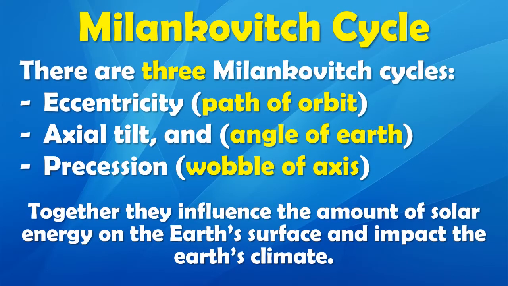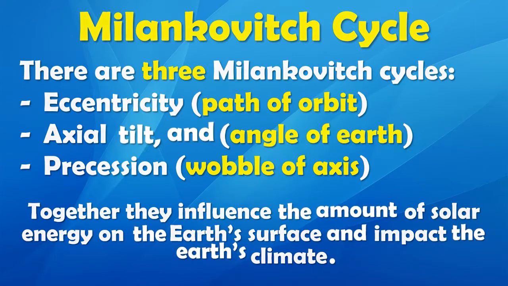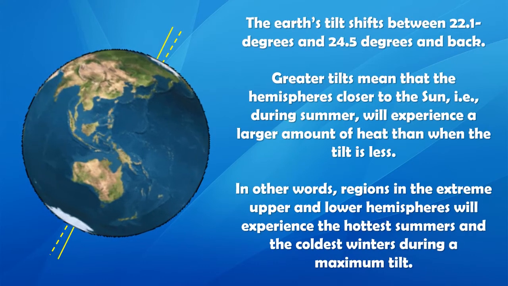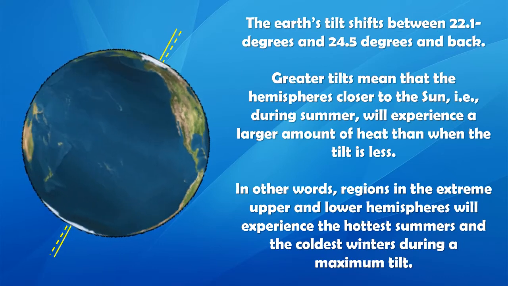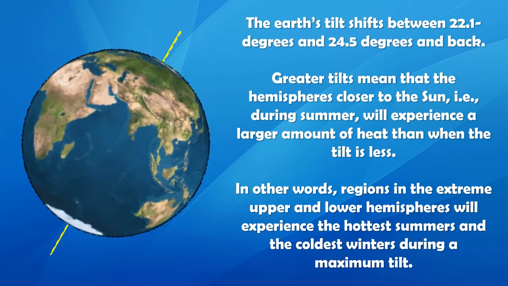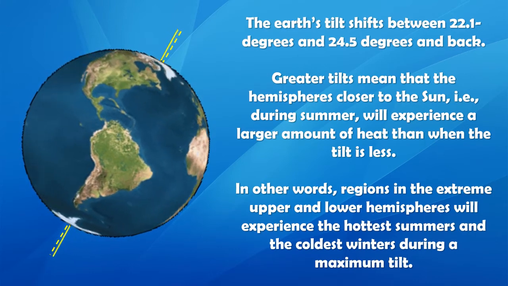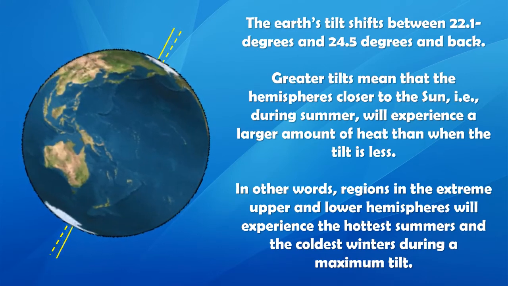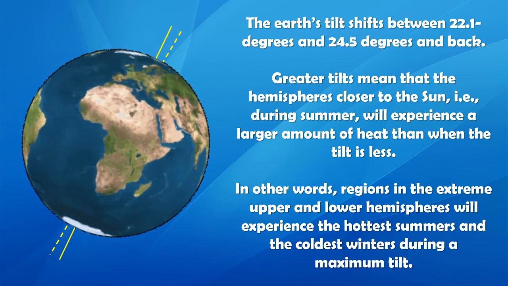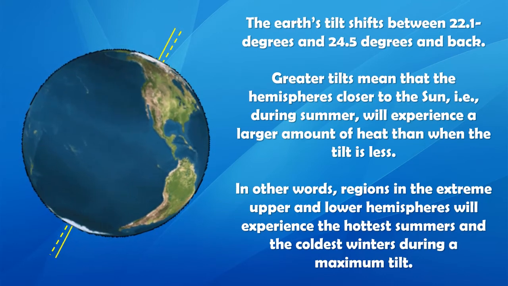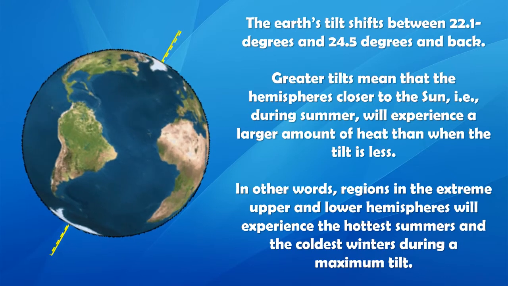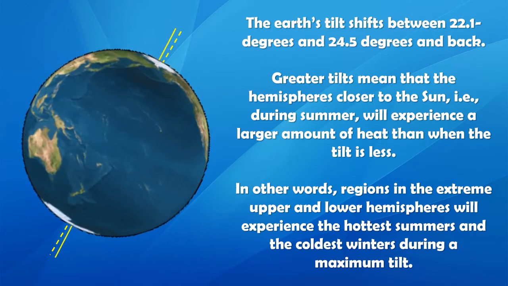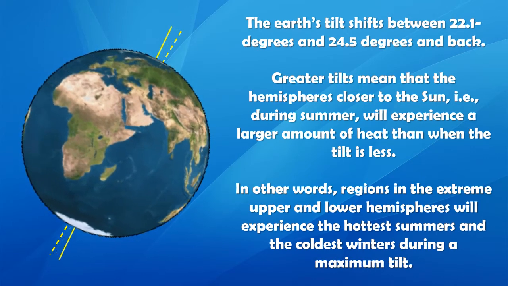Of the orbit. The next one is axial tilt, the angle of the Earth. The Earth's tilt shifts between 22.1 degrees and 24.5 degrees and back. Greater tilts mean that the hemisphere closer to the Sun, for instance during the summer months, will experience larger amounts of heat than when the tilt is less. So if you are in, we'll say, North Africa, when you revolve and you face the Sun, if you are tilted towards it, you'll be more exposed to that heat and you'll have a hotter climate. If you happen to be tilted further away, you'll have a less aggressive climate.